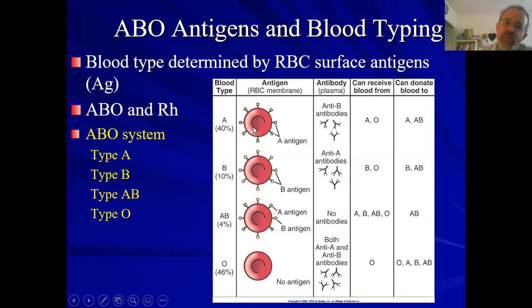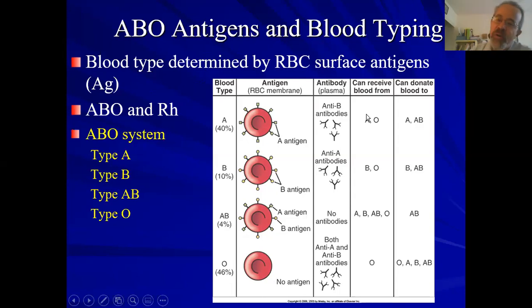So for example, if you're type A, not personality, but blood type, you have anti-B antibodies. If you have type B blood, you have anti-A. If you are AB, you don't have any antibodies. If you're type O, you have no antigens, but also both antibodies.